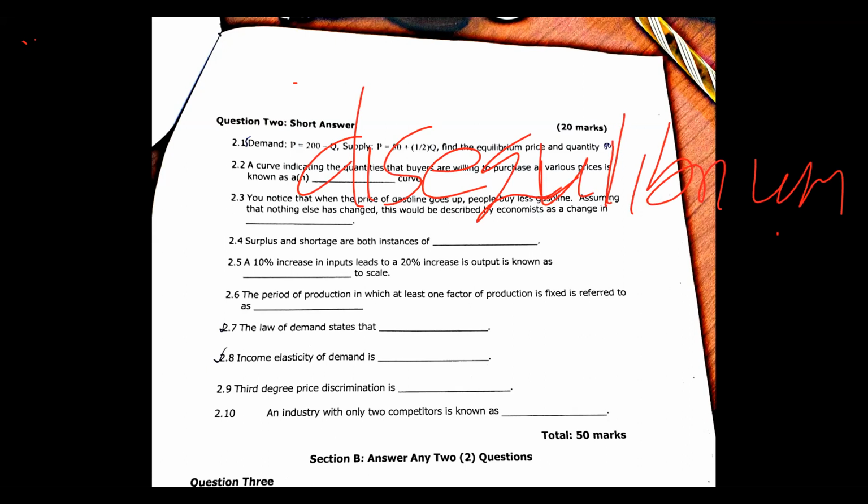A 10% increase in input leads to a 20% increase in output. That is known as what returns to scale? There are three returns to scale that we discussed: constant returns to scale, increasing returns to scale, and decreasing returns to scale. Which one is which? This one will be increasing.